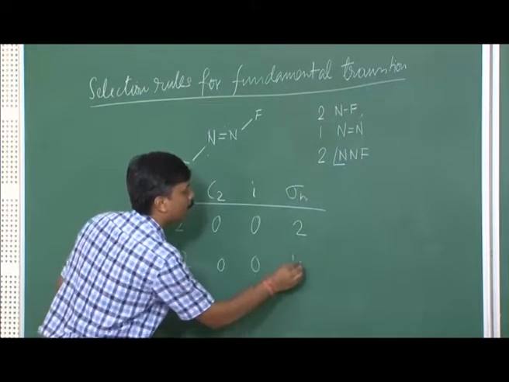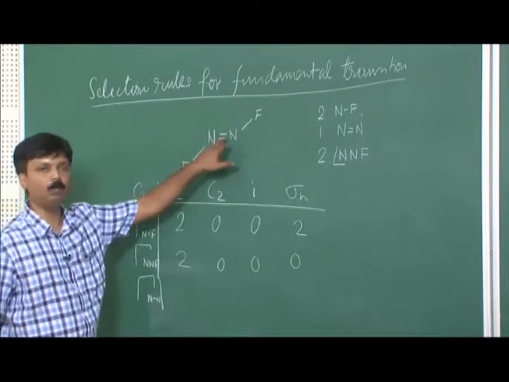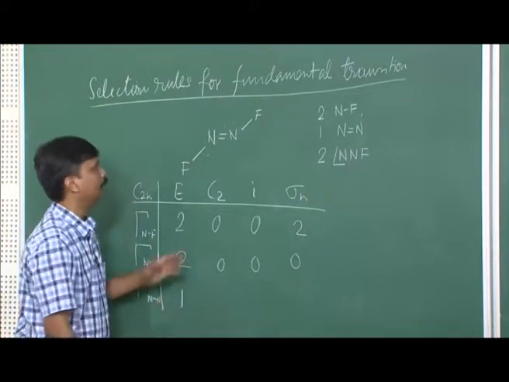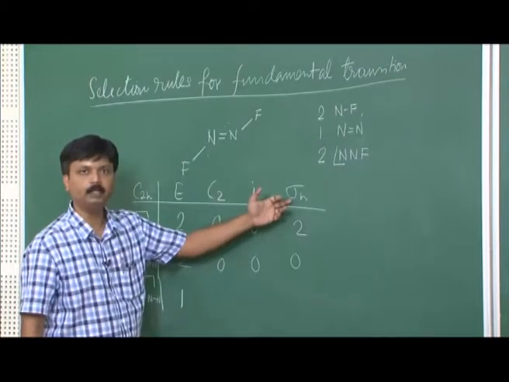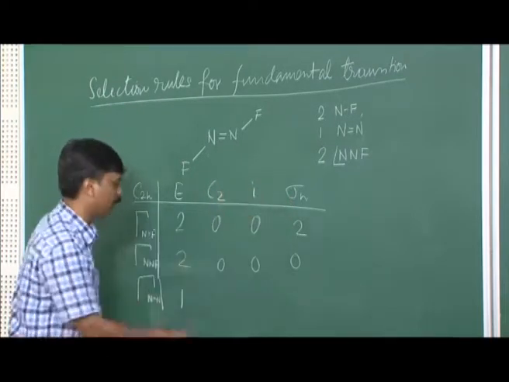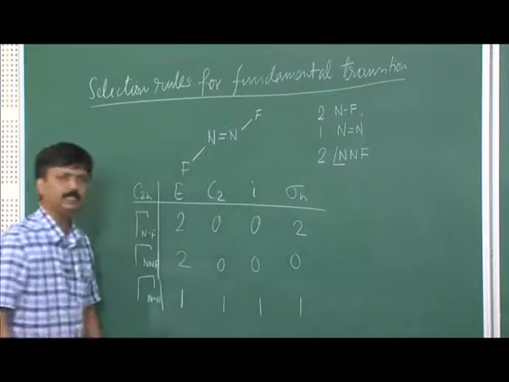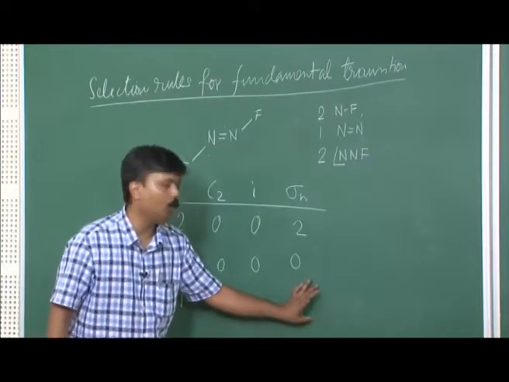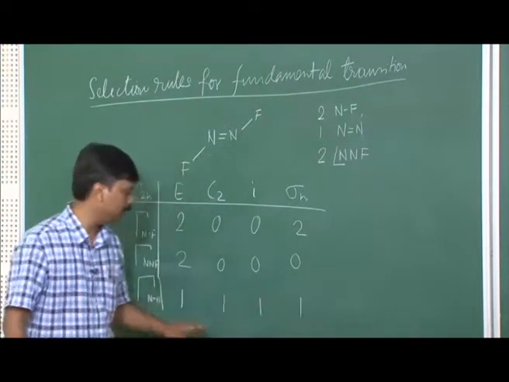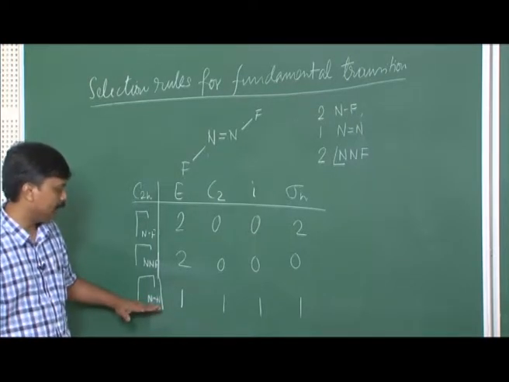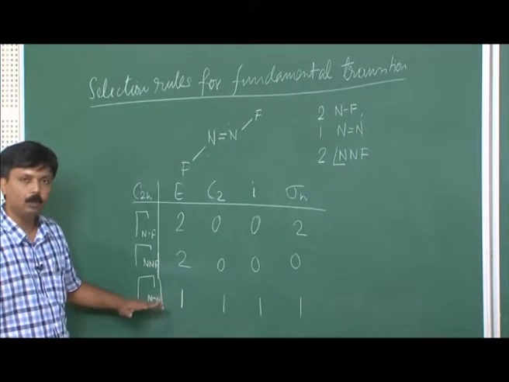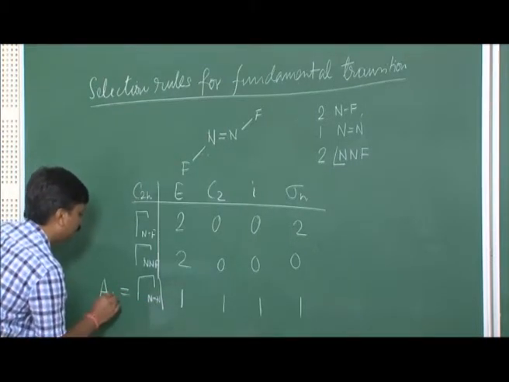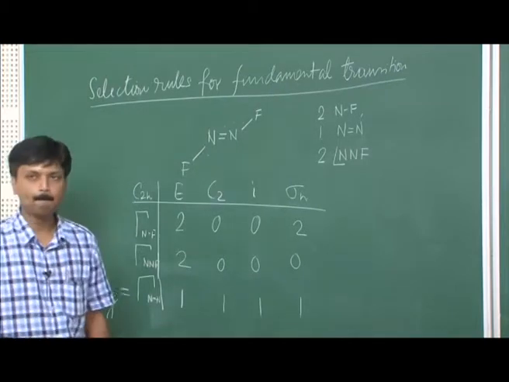Now when I have this NN bond distance, then identity, of course, gives 1, and C2, i, and sigma h, all of them will contribute 1 to the diagonal. So I get this as my representation. This one I do not have to do anything, I immediately see this is all symmetric with respect to all the symmetry operations. Therefore, the representation that I am having belongs to the totally symmetric irreducible representation. So this was very easy, all right.